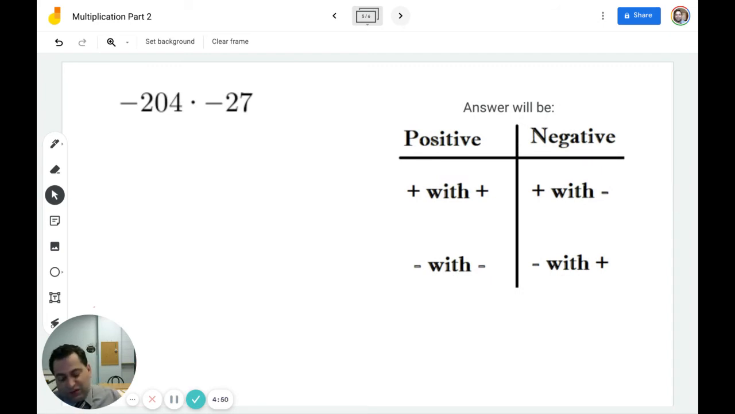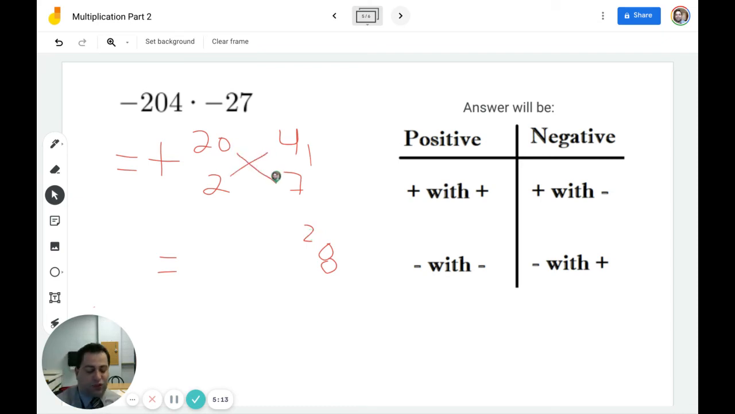We have negative 204 times negative 27. I know negative times a negative is a positive. I'm going to write 20, 4, 2, 7. We're going to do 7 times 4 is 28. 8 plus 20 times 7. So 7 times 2 is 14. So it's 140. 140 plus 8 is 148. So I'm going to write the 8, and I'm going to write the 14 up here. And then 20 times 2 is 40.